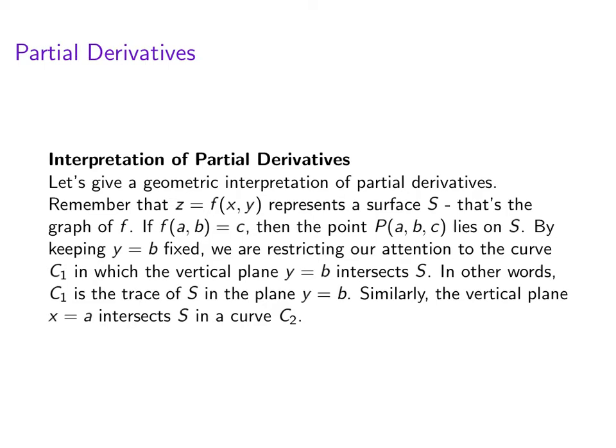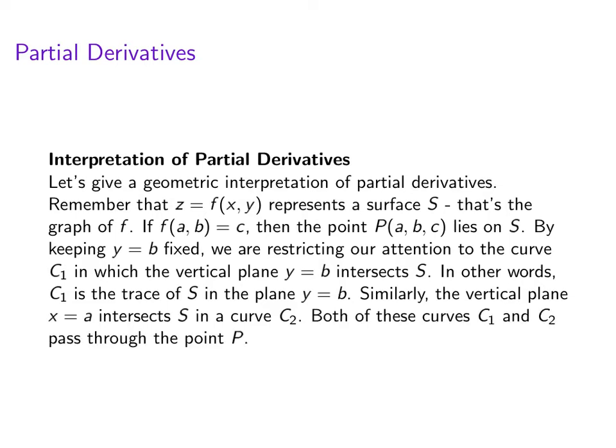And similarly, if we take the vertical plane x equals a, that's going to intersect the surface in a curve C2. Both of these curves are going to pass through the point P.